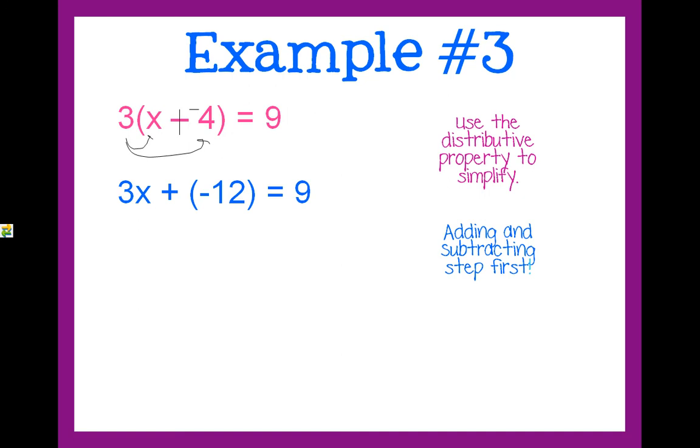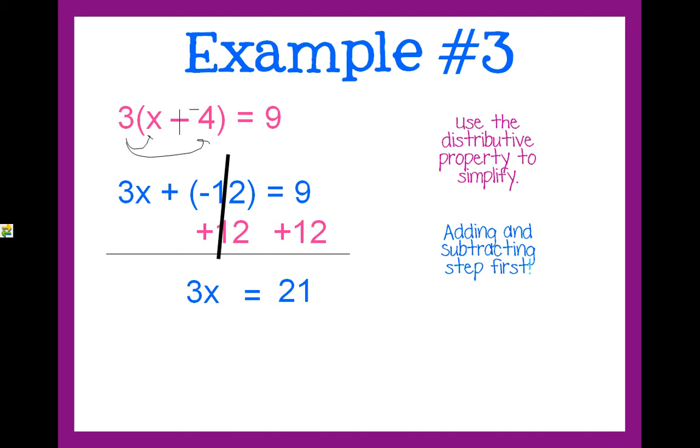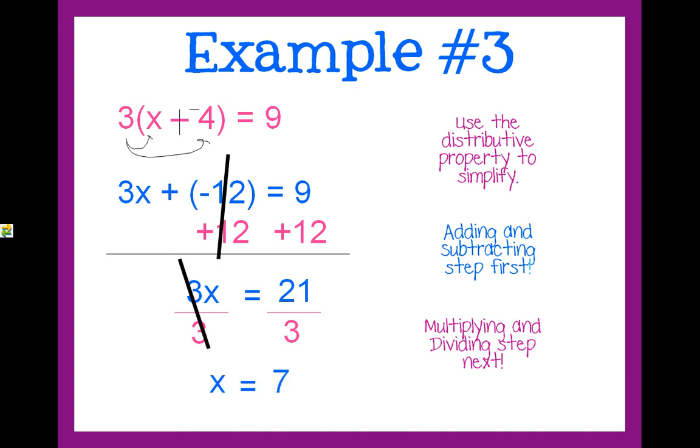So how do you get rid of a -12? You add 12. What you do to one side, you do to the other. Opposites will cancel out, leaving us with 3x on the left, and that's going to be equal to 21. Now we have one more step. That's 3x, you're multiplying, so to get rid of it, you have to divide by 3, and what you do to one side, you do to the other. Opposites cancel out, x is going to be equal to 7. And that is your answer.